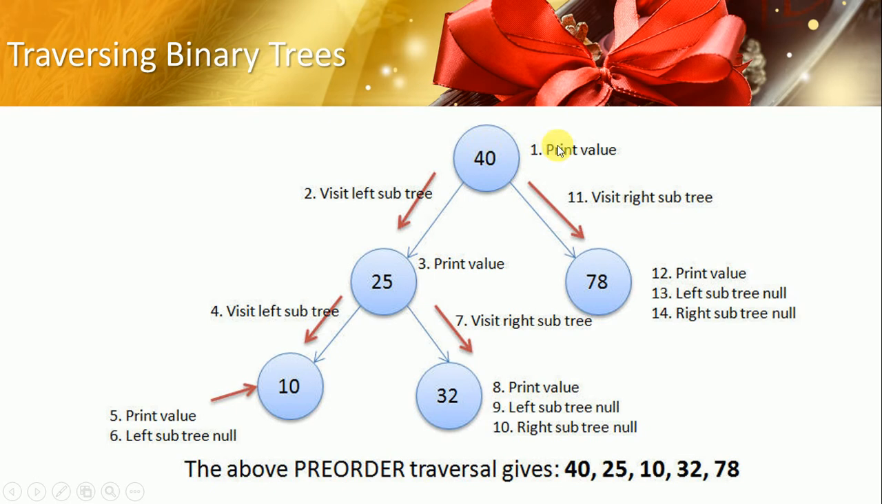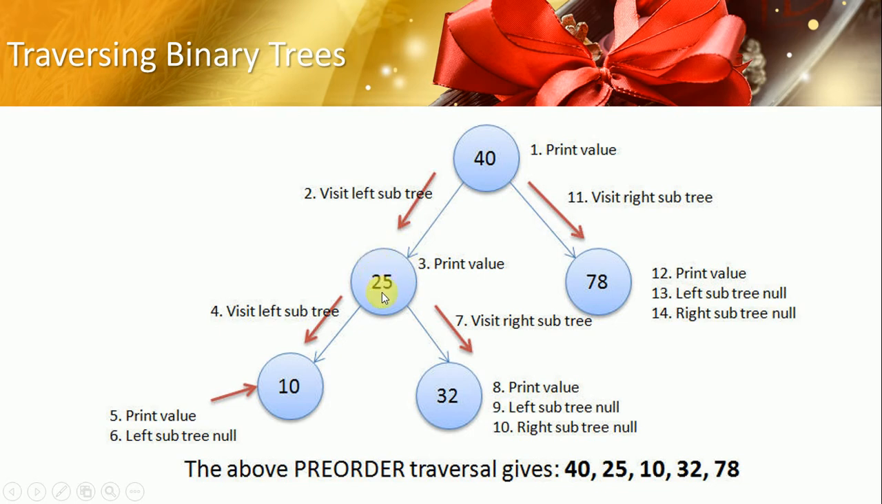At step number 1, print the value of 40. We are going to print these values, which is called traversing. So we print 40. Why? Because we need to process the node, and the node is 40. So we process the node, 40 is printed. Now the second step: after processing the node, go to the left and visit the left subtree.